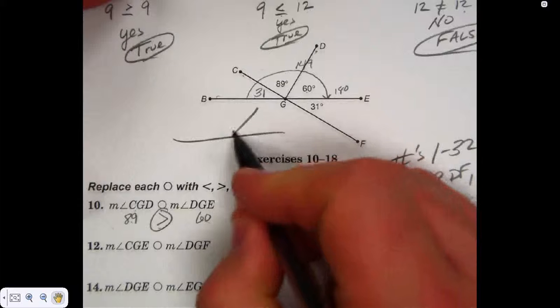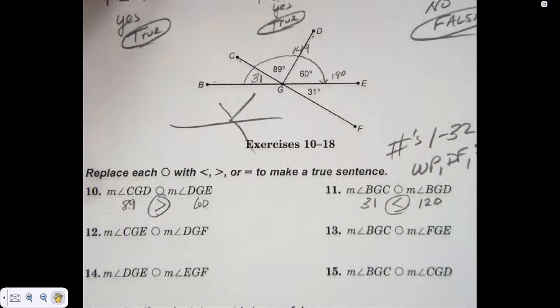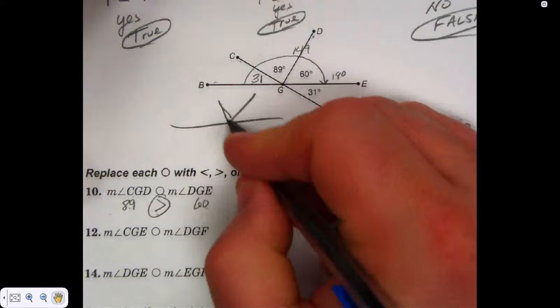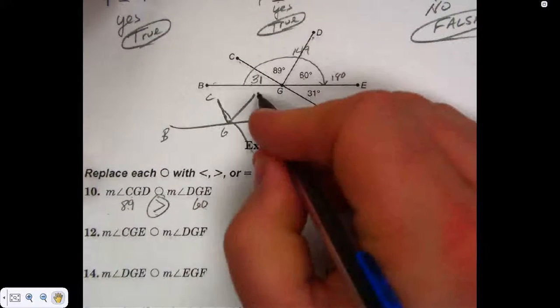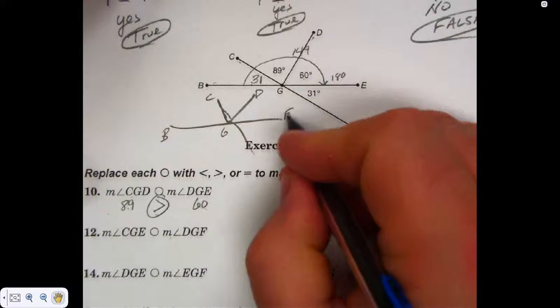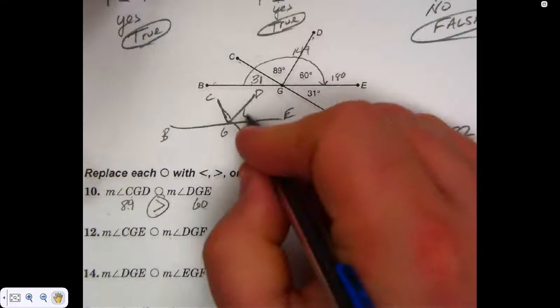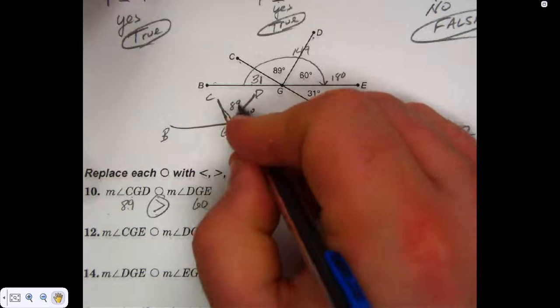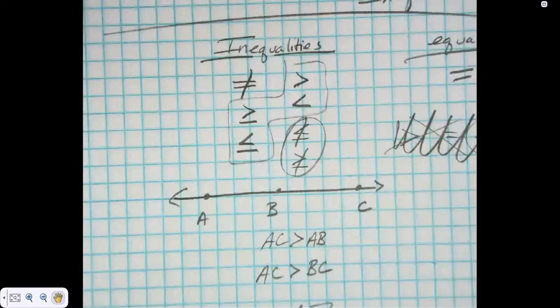These pictures, don't just draw me some. This would not work for this picture. And I'm not saying because it's ugly. I'm saying because you don't have B, C, G, D, E, and F. You don't have 31 here, 60 here, 89 here. Got it? Let's get to work.